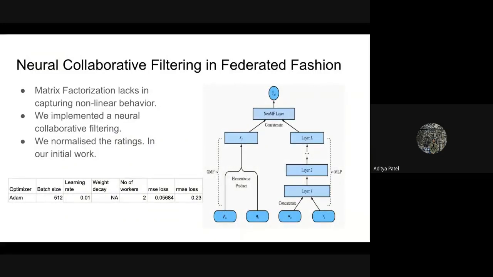In the past, people have tried solving this by introducing non-linearity into the model. One of the most recent works is called neural collaborative filtering. If you look at the figure, the left side is the matrix factorization model, where you do an element-wise product, but you also add non-linearity into it. The initial results look promising. We are getting a lower RMSE loss with a limited number of workers. We literally just got this working last hour, so these are very new numbers to us, and we'll be analyzing them more.